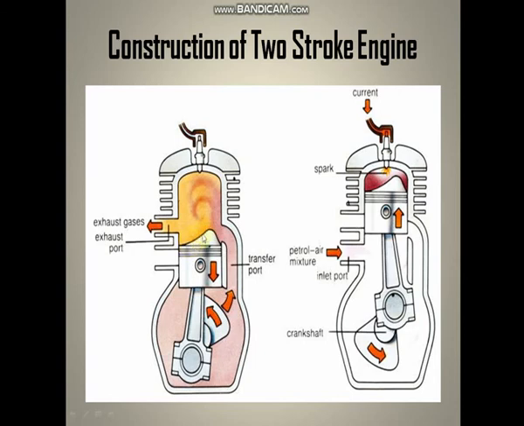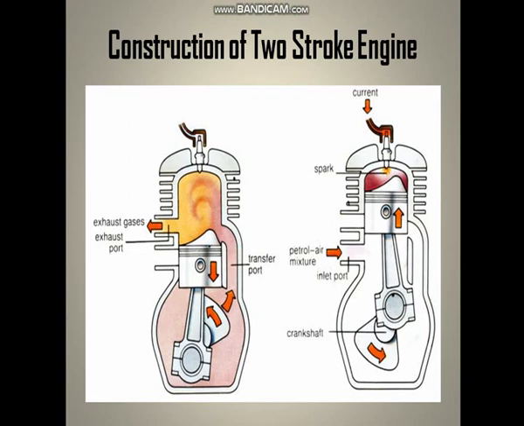So these deflectors are designed in such a way that when the piston uncovers this transfer port, the fresh air-fuel mixture will crash into this deflector, and the deflector will help to guide this fresh air-fuel mixture into the top of the cylinder, and also guides the exhaust gases to expel out through the exhaust port into the atmosphere. That's why this type of deflector is used in the case of the two-stroke engine.